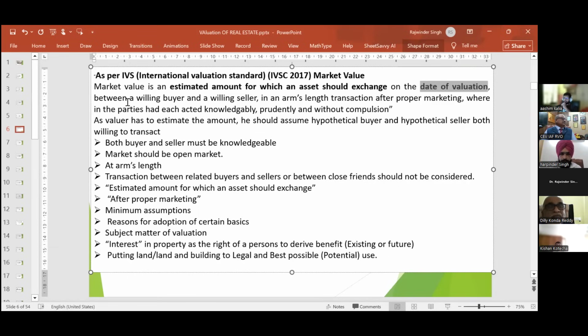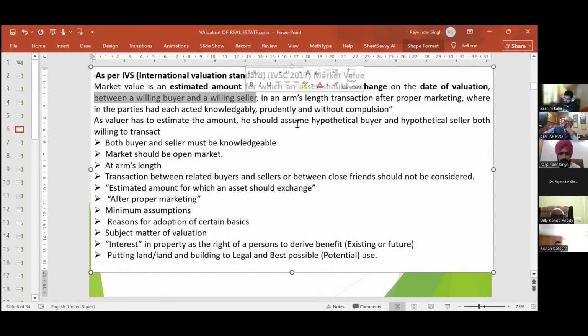Then between a willing buyer and a willing seller, both of them are willing to transact. They are not under any compulsion, such that the seller needs money all of a sudden. That should not be the condition. So both of them are willing to transact. In an arm's length transaction means they do not have any close relationship between them.